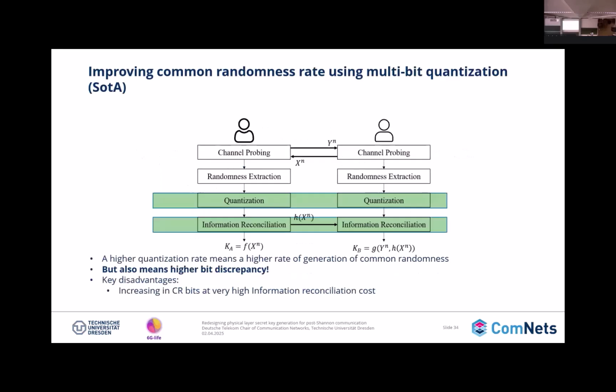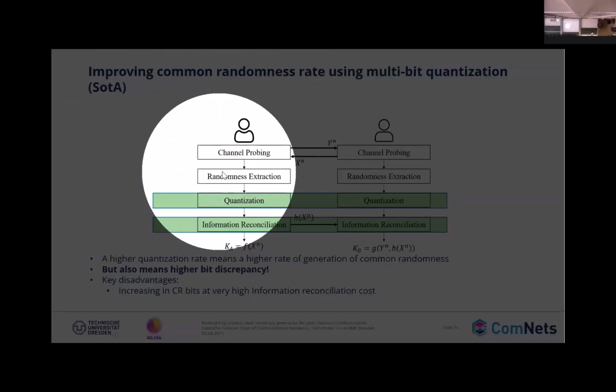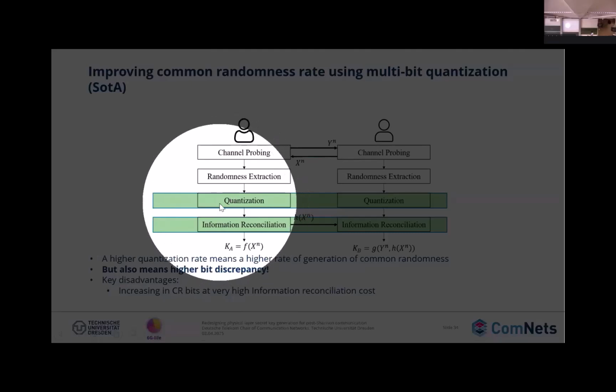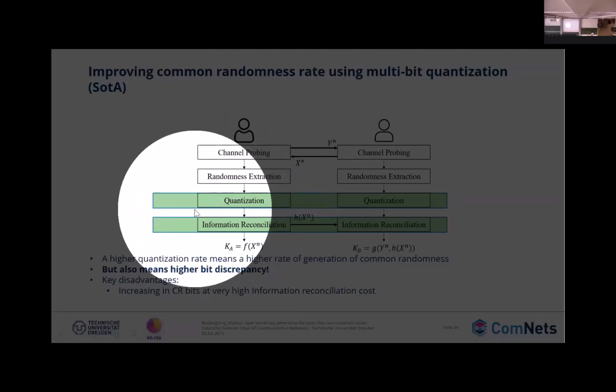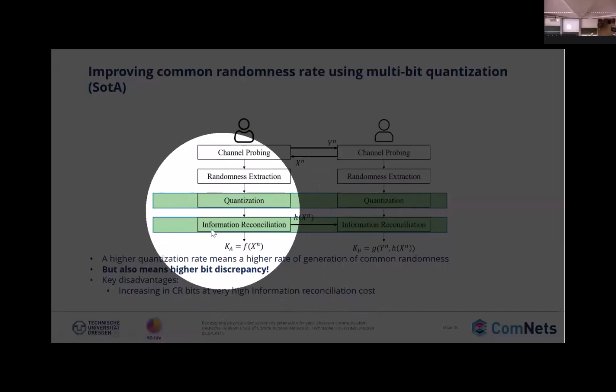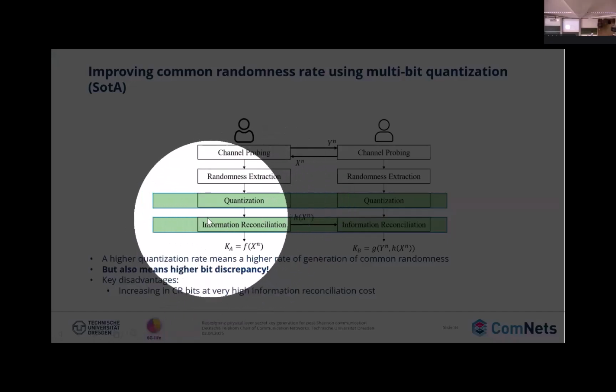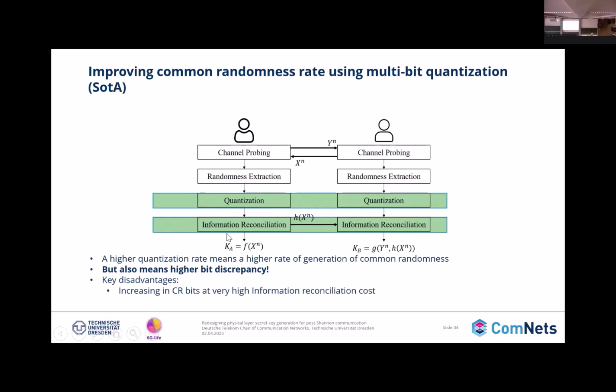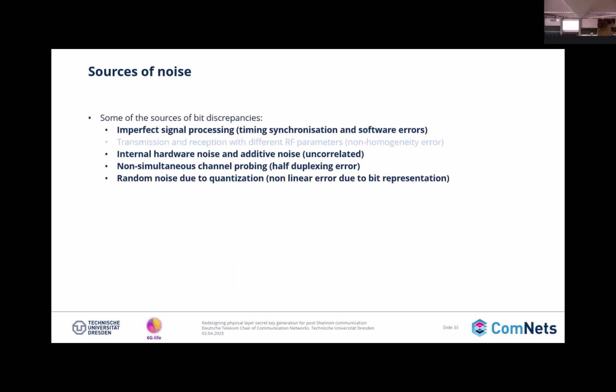What was already tried by several PLSK schemes was to improve the bit generation rate by increasing the order of quantization. But the problem was that if you increase the order of quantization, then you increase the bit discrepancies and you need to transmit more information here. So this incurs very high reconciliation cost, which could have actually been used in transmitting more useful information.